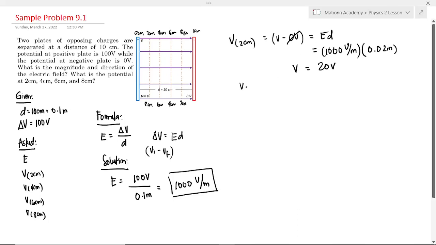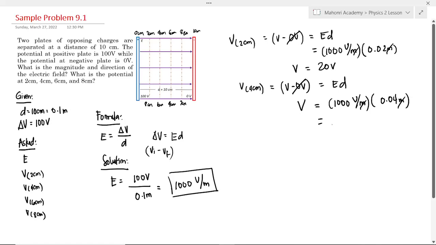The same thing for our 4 centimeters. So that would be V minus 0 volts, so we just remove the 0 volts. So it's Ed, that's 1000 volts per meter multiplied by 0.04 meters. Cancel the meters and you would get 40 volts.